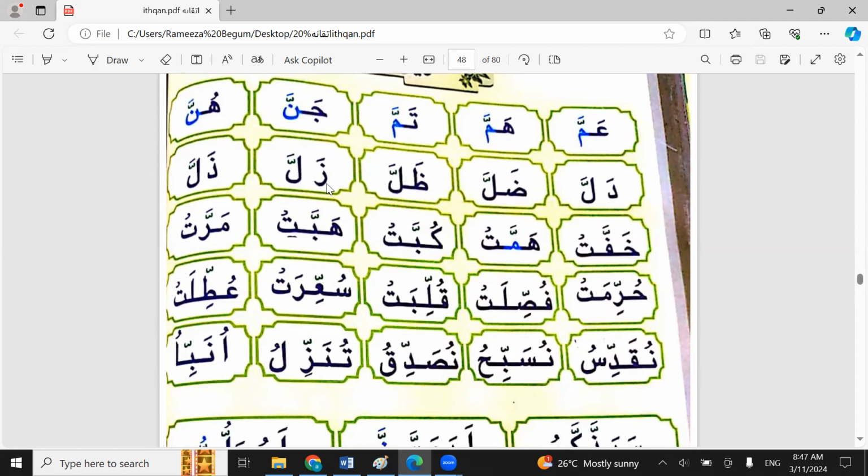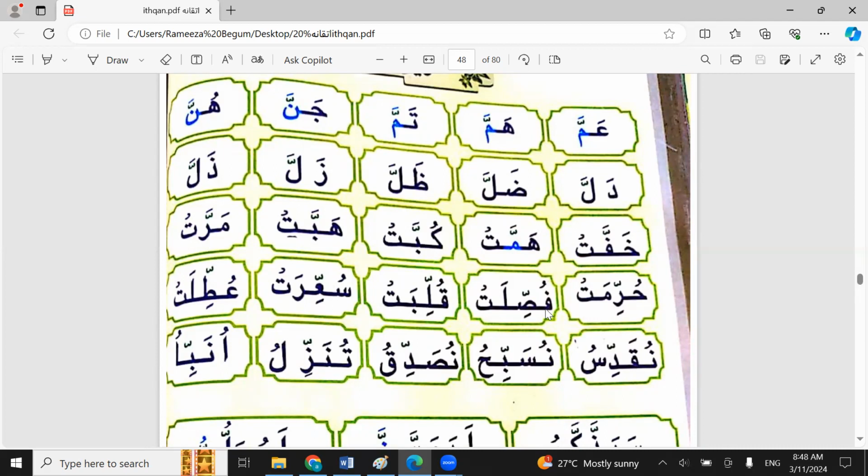Zalla. You can see the difference in pronunciation, the articulation points of this letter. As I said, it is heavily pronounced. This is za, lightly pronounced. Zalla, dhalla, khaffat, hammat, kubbat. Now we have the three-letter words with the shadda in between. Habbat, marrat. Now four-letter words.